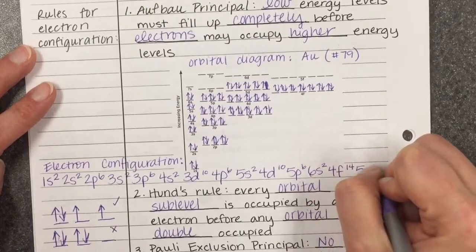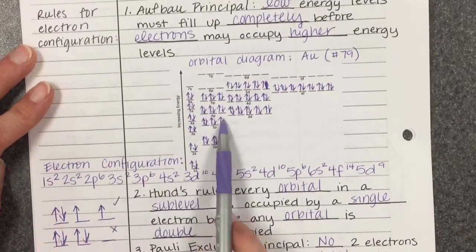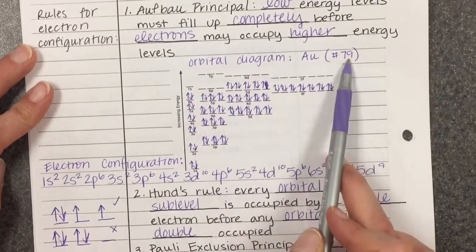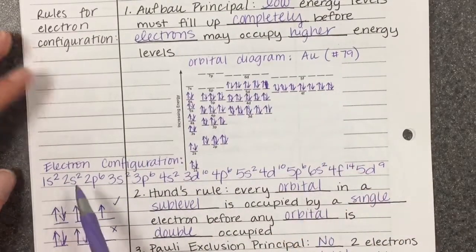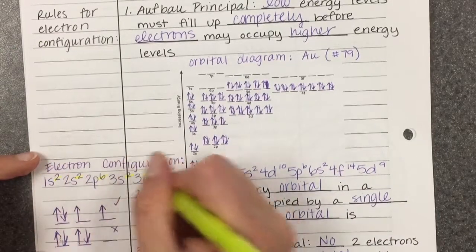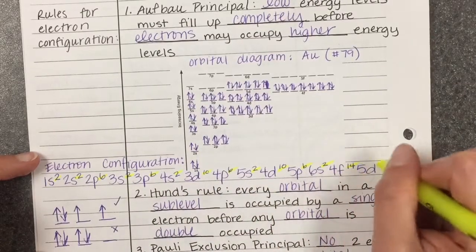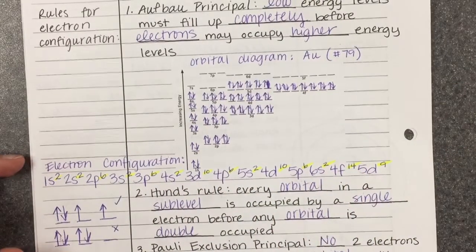And 5d, 9. Now, just like all of our arrows should add up to 79, all of the little exponents in our electron configuration should also add up to 79. So if you add up all these little exponents right here, those should add up to 79 to show us the 79 electrons in the electron cloud for gold.